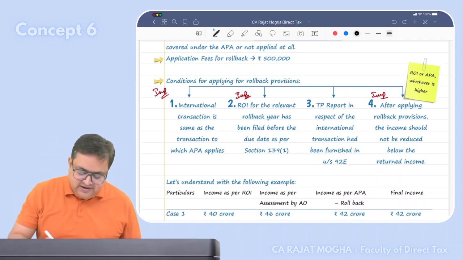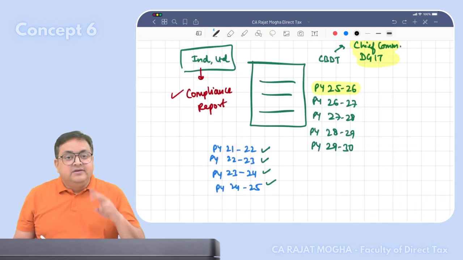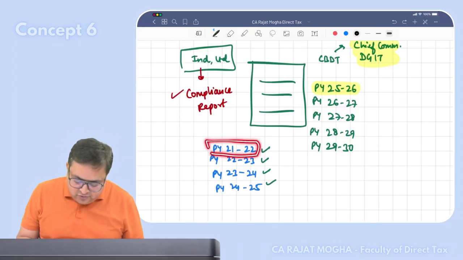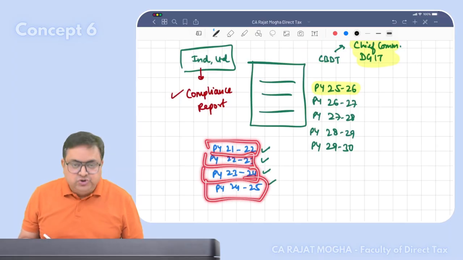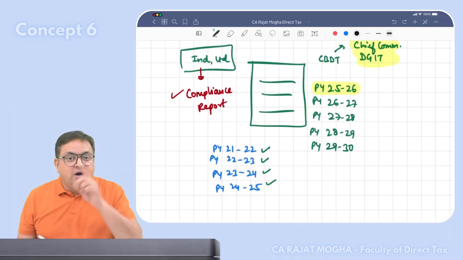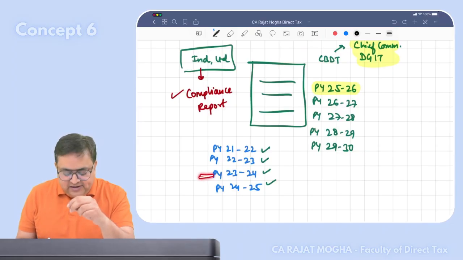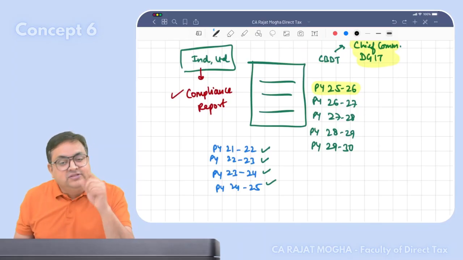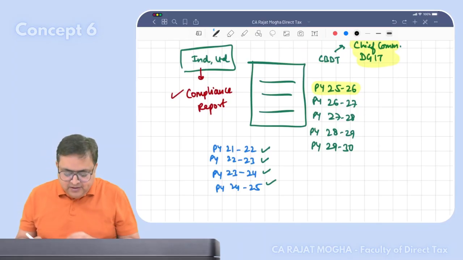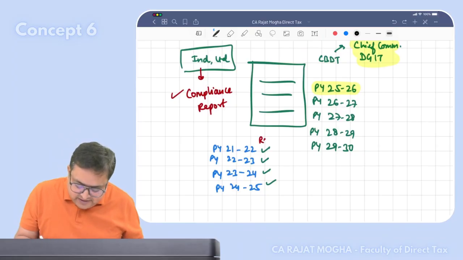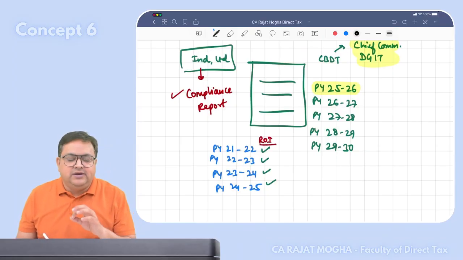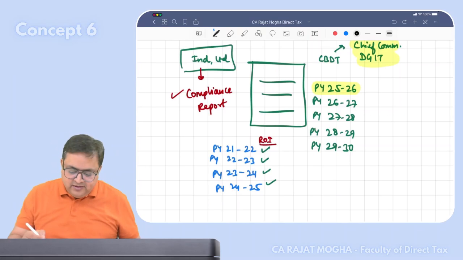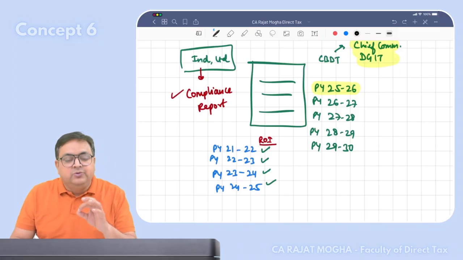Okay, what was the first condition? That the transaction should be same. Second, most important condition, that the ROI of all these 4 years should be submitted up to the due date of ROI. So how will the examiner ask you? They will give you for any year the ROI submitted late. Guys, if the ROI is submitted late, now you can't go for rollback for that year. Only for that year you can't go for the rollback. So the ROI must be submitted up to the due date of ROI. If it is submitted late, sorry, we will not allow you. So you have to submit the ROI up to 30th of November.